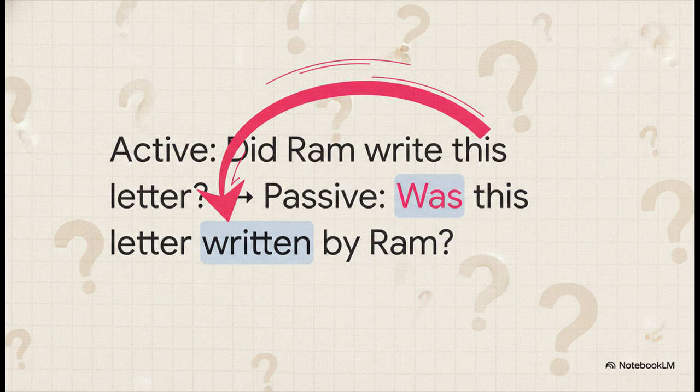Let's look at this example. Did Ram write this letter? Okay, so the object, this letter, becomes the subject. The verb write becomes written. But notice how that helping verb was jumps right to the beginning? That's what keeps it a question. Was this letter written by Ram?